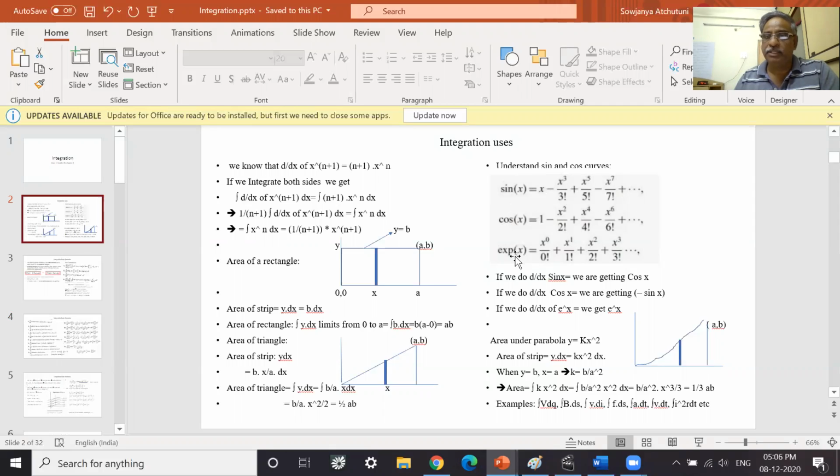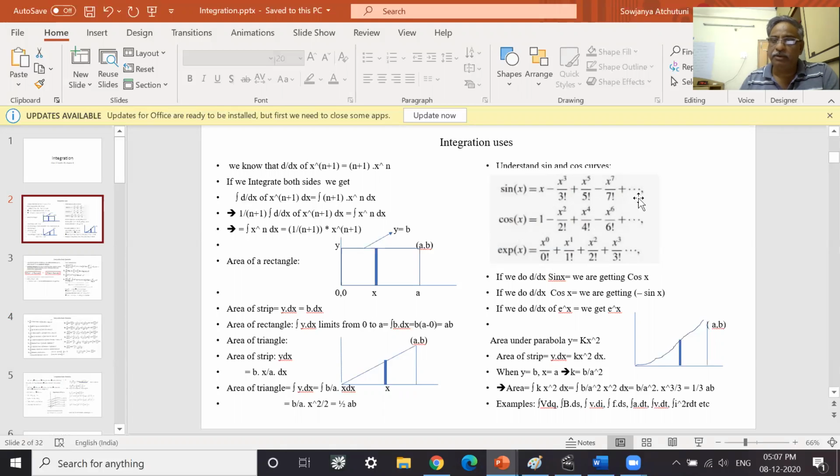Similarly, I am doing differentiation of e to the power of x. x to the power of 0, that is 1, becomes 0. x to the power of 1, differentiation is 1. Plus x squared, 2x by 2 factorial, 2 gets cancelled, x by 1. Plus 3x squared, so x squared by 2 factorial. It is again repeating. So it's an infinite series. So e to the power of x differentiation will result in e to the power of x itself.